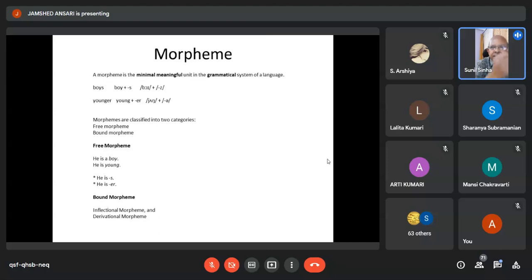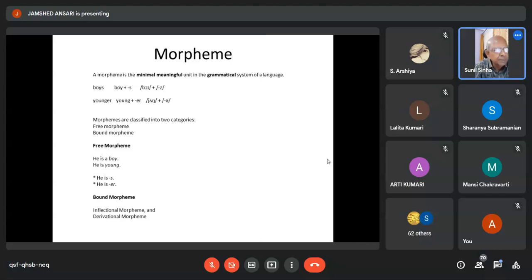What is a morpheme? You can see it here in the presentation. The definition of a morpheme is that it is the minimal meaningful unit in the grammatical system of a language. Minimal, meaningful, and grammatical. I have highlighted them. These three words are important. Now, what is the grammatical system? The grammatical system relates to the grammatical rules of that particular language.